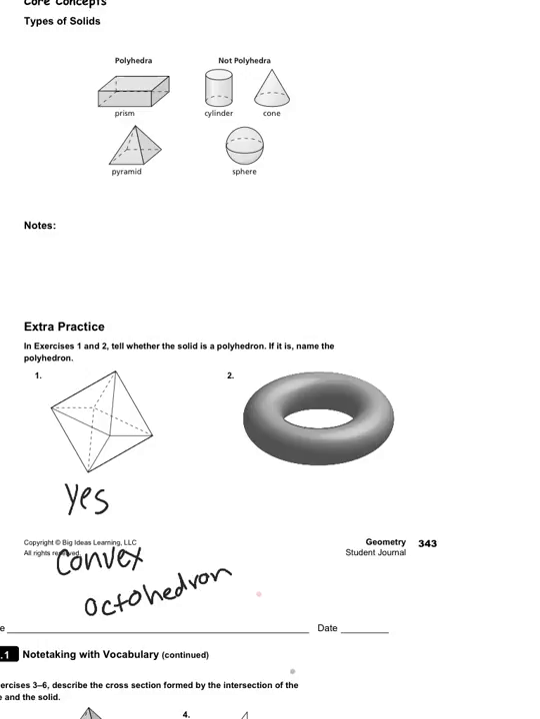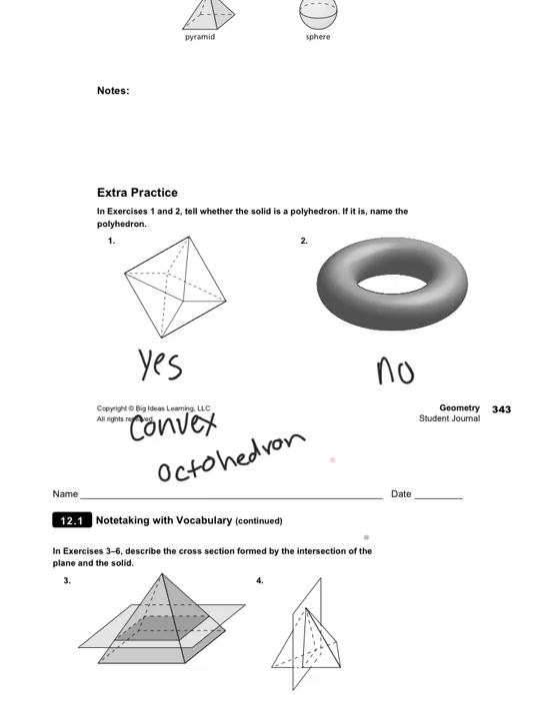So octo, because it has 8 sides, so it is a convex octahedron. For the second one, this is not considered a polyhedron because it is not bound by flat surfaces. It is completely round. So no, this is not a polyhedron. And guys, on the test, you won't have to worry about actually naming the different polyhedrons. You just have to know whether or not something is a polyhedron or not.